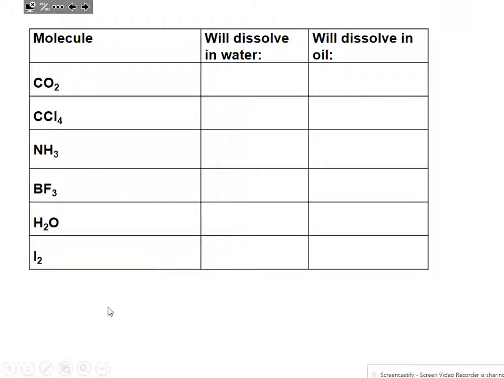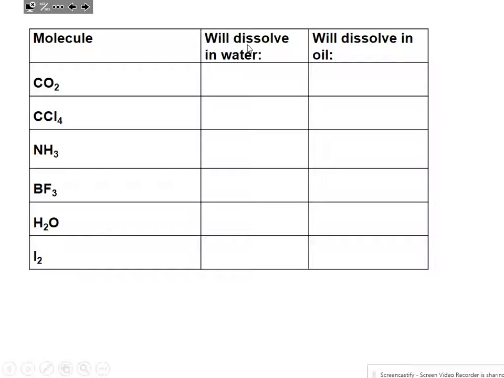So here I have the molecules, and we did all these molecules except for I2 on page 12 of the notes. So we have CO2, CCl4, NH3, BF3, H2O, and then we also have I2, which is one that I said we didn't do, but we know what these are, right? We know that CO2 is nonpolar, CCl4 nonpolar, NH3 polar, BF3 nonpolar, H2O polar. And iodine, we just watched a video, that's going to be nonpolar.